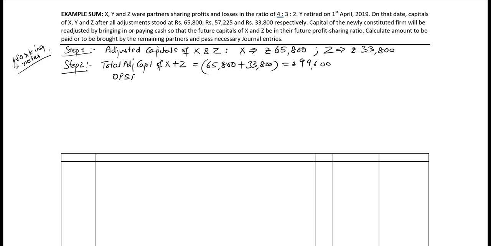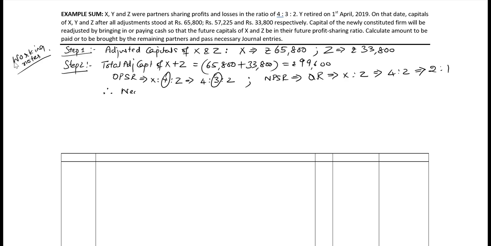As per the problem, the old profit sharing ratio between X, Y and Z is equal to 4:3:2. Y is a partner who retires. There is no mention about the gaining ratio or the NPSR. So we can assume that the NPSR is equal to the OPSR between X and Z, which in this case is 4:2, or which can be simplified as 2:1.